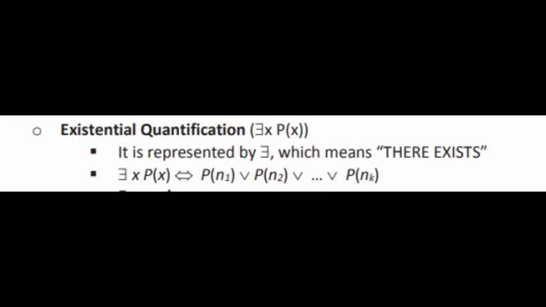Second is existential quantification. It is represented by backward E, which means there exists. There exists x P of x if and only if P of n sub 1 disjunction P of n sub 2 and so on.